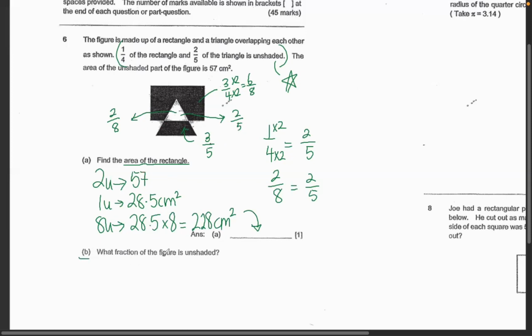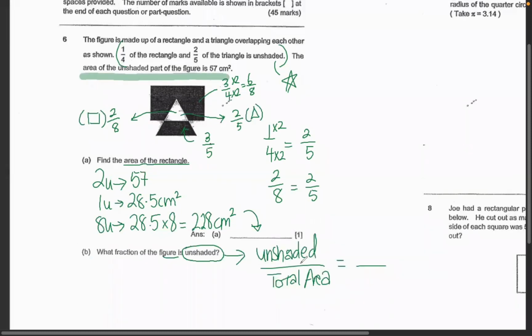It says what fraction of the figure is unshaded? Unshaded means whatever that is in the middle. Okay. Can you see that? Okay, now let's ask ourselves, we first have to find out, okay, what is the unshaded part? We can see 2/8 and 2/5, correct? So for B, to find the unshaded, unshaded is basically 2, correct?